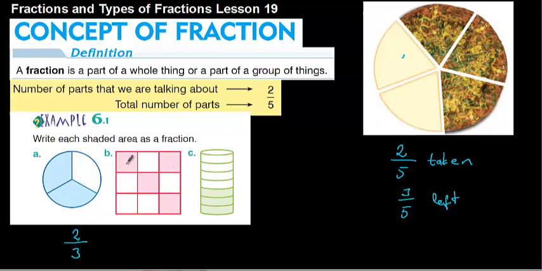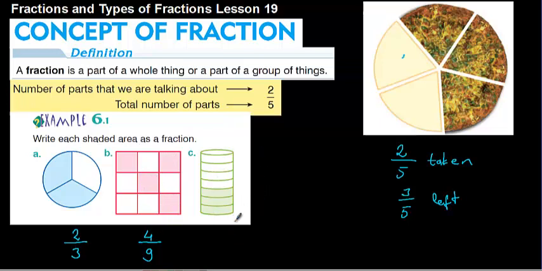And for the bigger square we have 9 small squares, so the denominator is going to be 9. How many equal pieces are there? 9 equal pieces. How many of them are shaded? 1, 2, 3, 4. So we are talking about 4 equal pieces, 4 over 9.